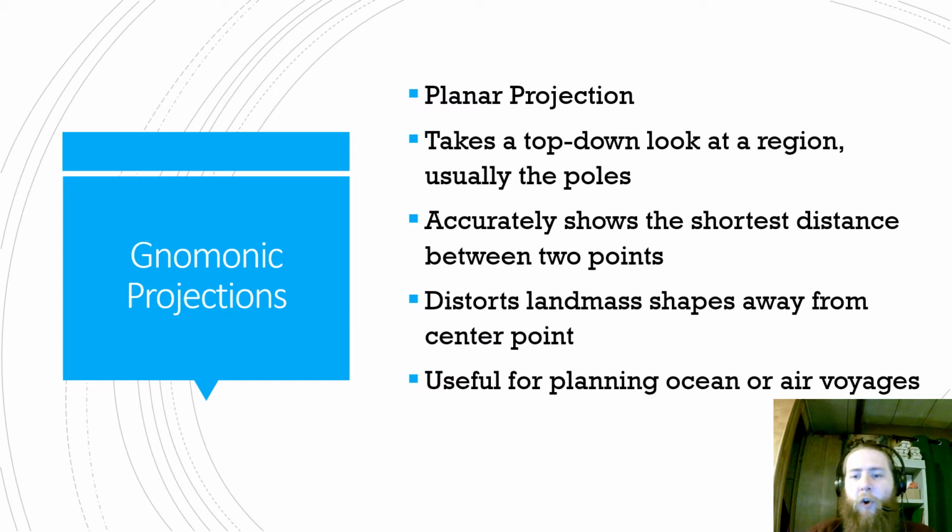Our next one is a gnomonic projection. Think like garden gnome, like gnomonic projection. And this is a planar projection, and it's looking top down at a region of the planet. It's usually used to look at the poles, and it accurately shows the shortest distance between 2 points. But it does distort land mass shapes away from their center point. It's very useful for planning ocean or air voyages. If you're going to become a pilot, if you're going to be looking at flight plans, a lot of times they're using gnomonic projections. On the next slide, I have a picture here.